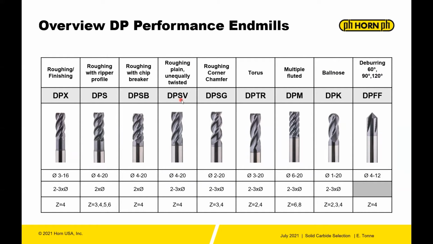You have the DPSV, which is roughing plain, unequally twisted, which means it's variable helix. You also have roughing with a corner chamfer. You have torus end mills. You have multi-fluted end mills, ball nose, as well as deburring tools in various included angles.